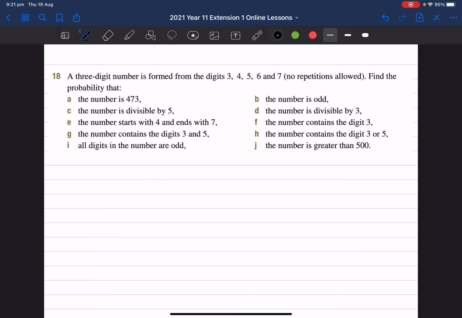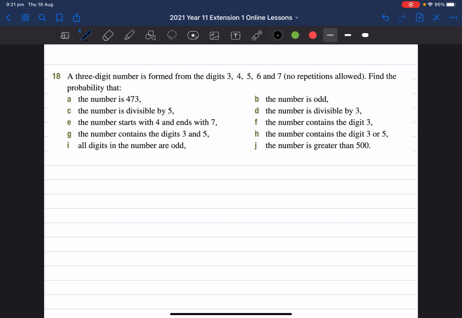Okay, let's move on to question 18. Question 18 is a bit special because it's all about playing around with numbers. You need to understand the divisibility rule. Obviously you need to know odd numbers. Alright, so let's start.